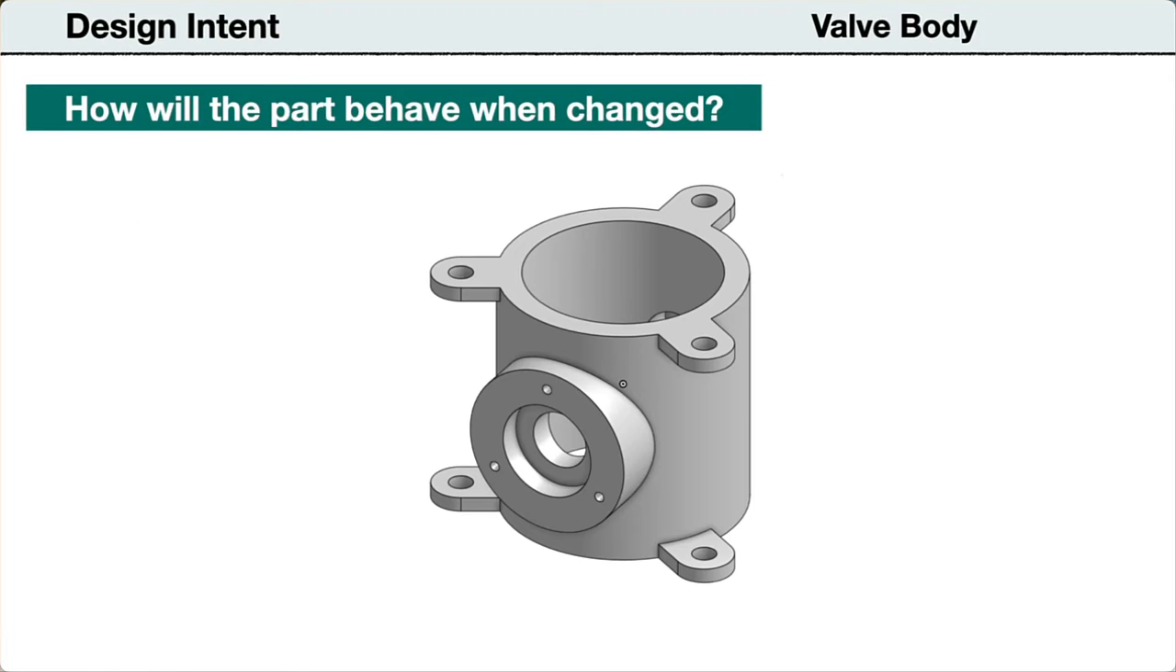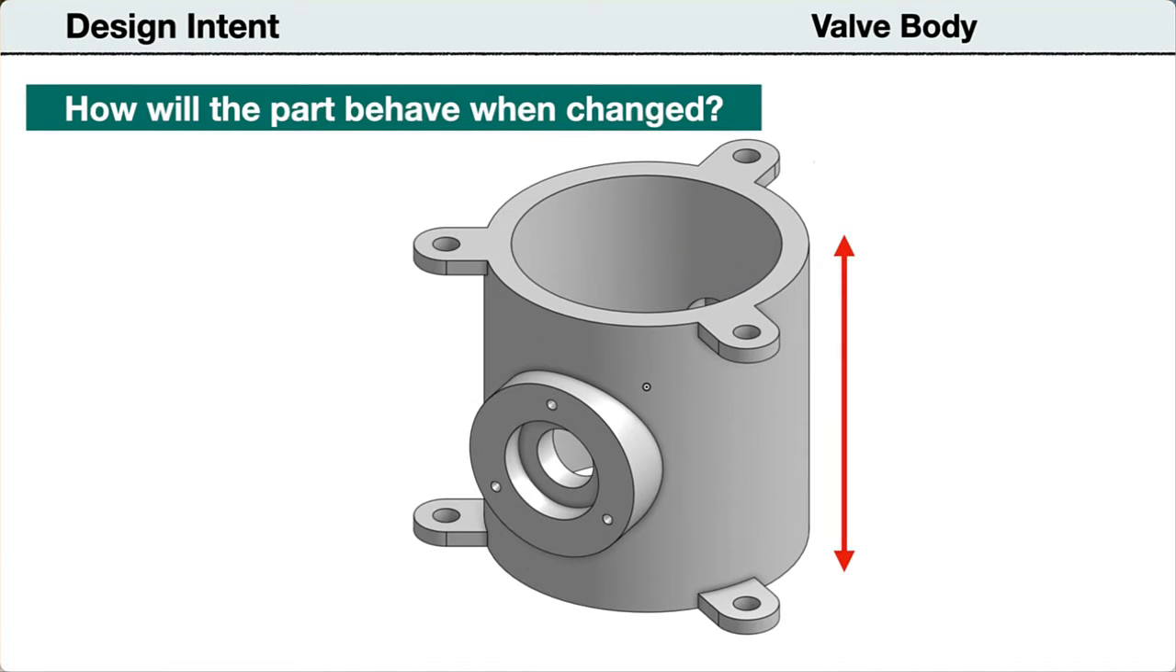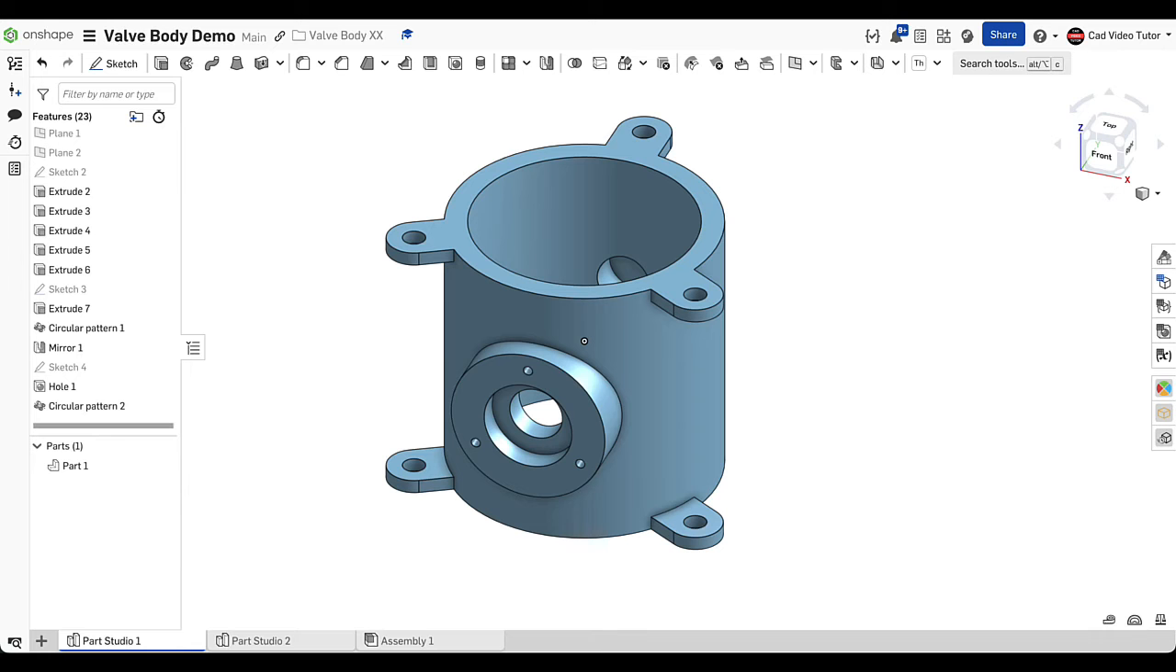So how do we want the part to behave when it is changed? We should be able to change the inside diameter and the overall height, and the other features will update without errors. In this segment, we will model the valve body using Onshape. Let's start by previewing the features we will use to create this parametric model.